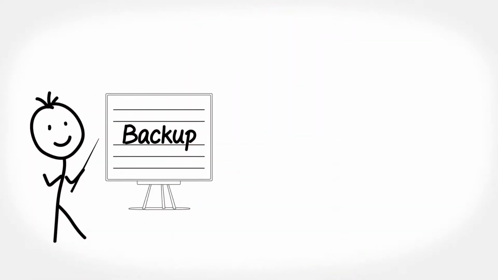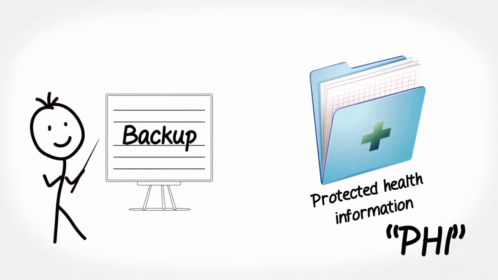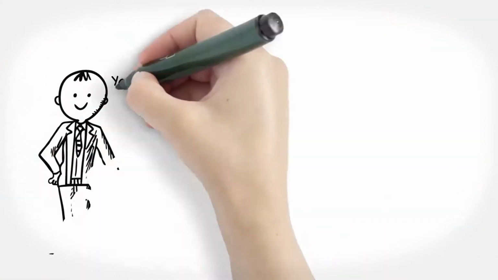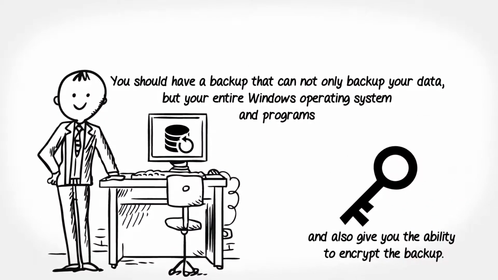First, and most important, you need to have backup software installed on your server or wherever you store protected health information. And please, let me call it PHI for short. You should have a backup that can not only back up your data, but your entire Windows operating system and programs, and also give you the ability to encrypt the backup.